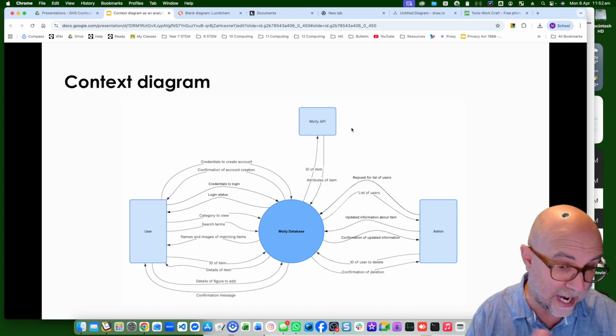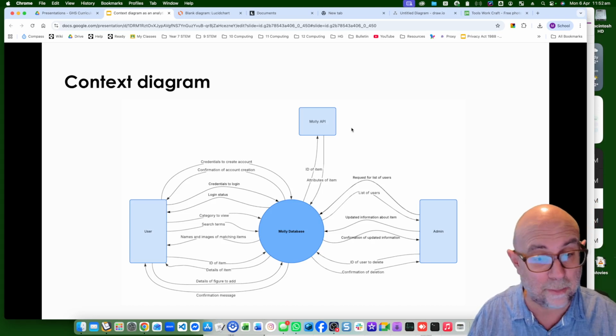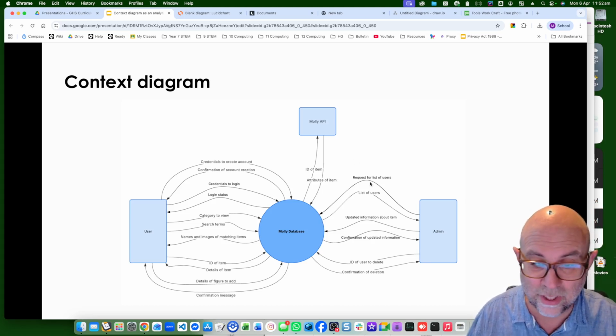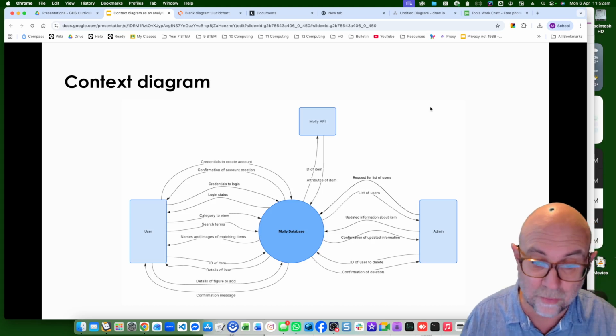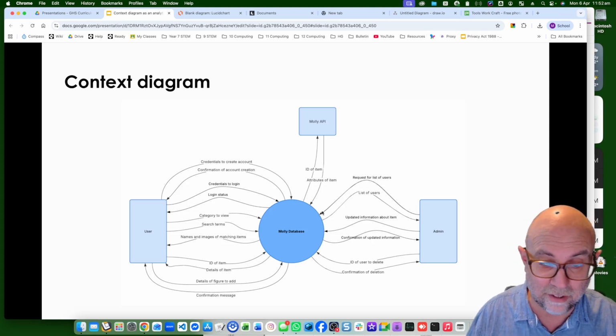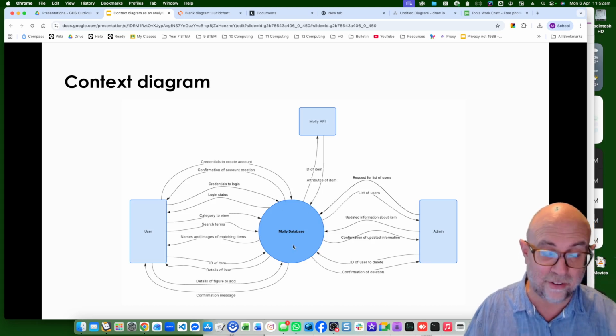I actually pretty much hate context diagrams. I find them terribly painful to make. I find getting all these curvy lines to behave themselves really difficult, and the fact that you've got so many arrows coming in and out of the system.